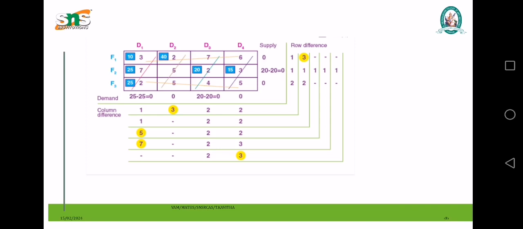The transportation cost: we multiply 3 into 10 plus 2 into 40 plus 7 into 25 plus 2 into 20 plus 3 into 15 plus 2 into 25. This answer is the total transportation cost.